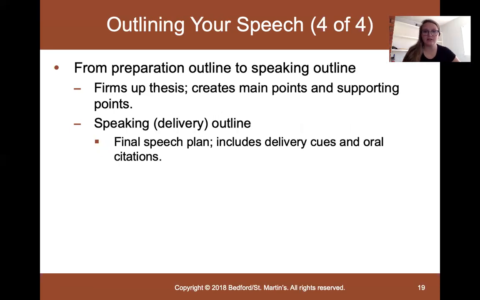From preparation outline to speaking outline. This firms up your thesis and creates main points and more supporting points. Your speaking delivery outline will be different than your preparation outline. Your preparation outline is going to lay everything out, and you're going to practice that maybe 10 times. Then for your speaking outline, you're theoretically going to need far less information on it.